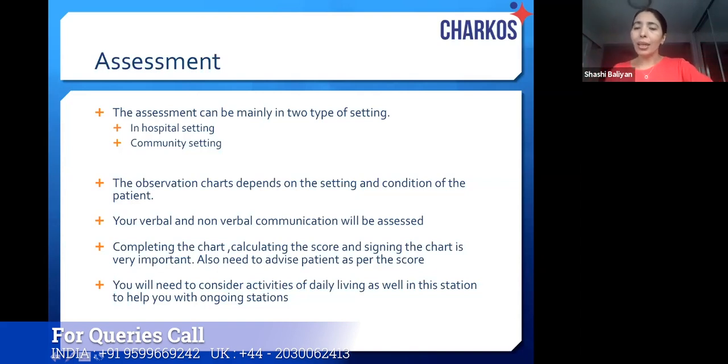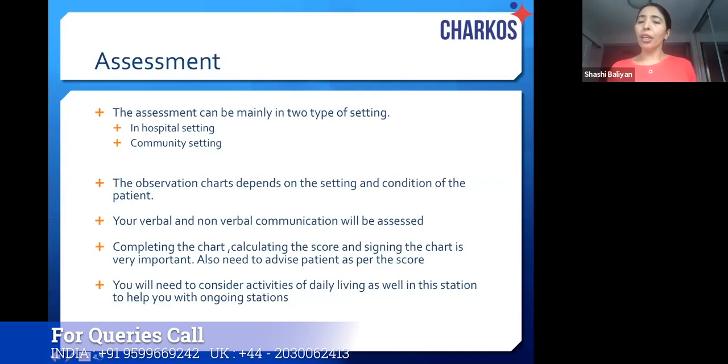Now that is exactly how you would have learnt in OET when you were doing your OET exam as well. So now this is the nurse who is going to do a home visit to change the dressing of the patient. That is what I mean by saying that there is an assessment which can be done in a hospital and there is a community setting assessment. Now the observation chart also depends upon whether you are doing in-hospital observations or you are doing them in a community.